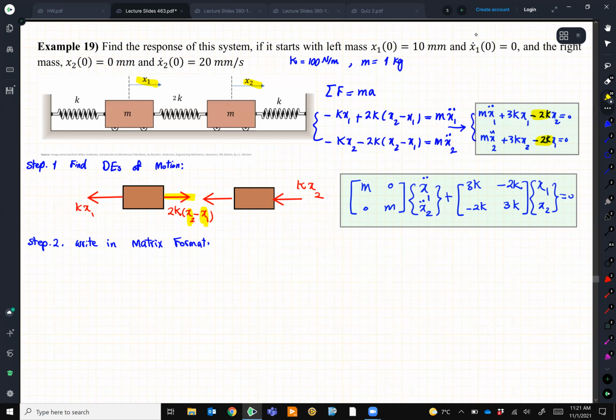Okay, so we have them in matrix format. Now this is what we are going to call M, the mass matrix, and this is what we're going to call the stiffness matrix. Step number 3, let's check M and K to make sure that they are correct.